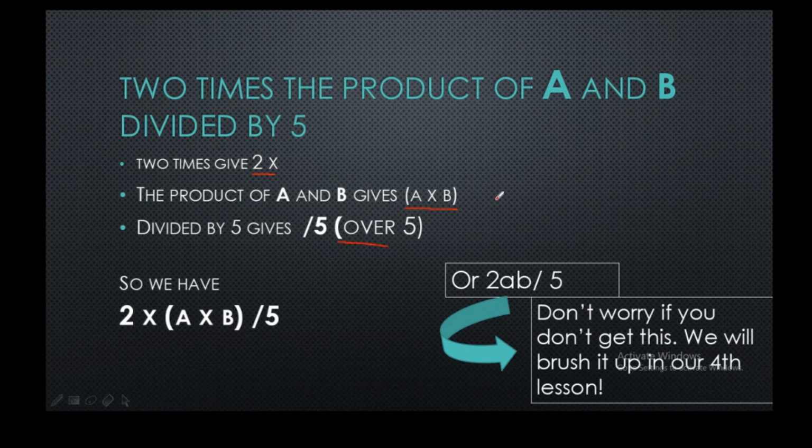So don't forget, since it said a times b, like 5 times k in multiplication, a times b is ab. So definitely 2 times ab will be 2ab. So that's how come we've gotten this here. So 2 times a times b is 2ab divided by 5. So don't worry if you don't get this. We'll brush it up in our fourth lesson, which is multiplication and division of algebraic expressions.